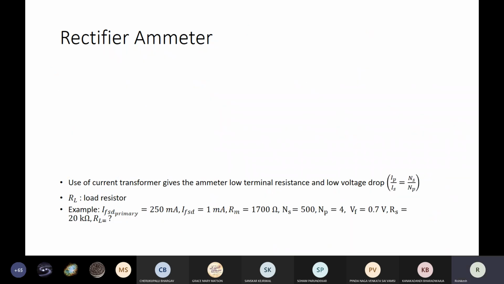Now, in a similar approach, the way we did with the rectifier voltmeter, one can also design the rectifier ammeter. In the case of a rectifier ammeter, one must remember that the current we are trying to measure is an AC quantity.